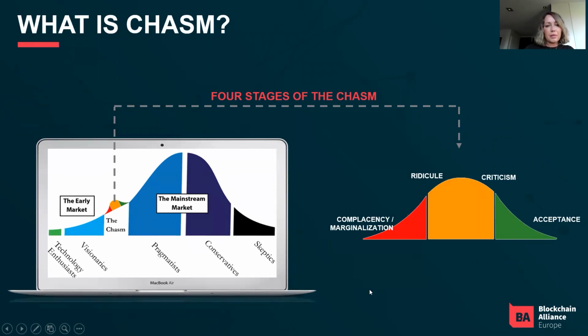So let's talk a little bit about Geoffrey Moore's chasm. What is actually the chasm? First, he says that every new idea, every new technology is, of course, adopted by the technology enthusiasts and visionaries. And then after that first, let's say, hype, there comes the chasm. This new idea faces marginalization, ridicule, criticism, acceptance in the final stage, and then it becomes part of the mainstream market. Of course, it is first adopted by the pragmatists, then the conservatives, and last, of course, the skeptics.